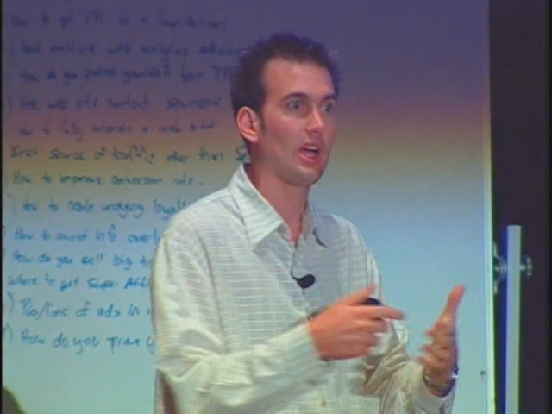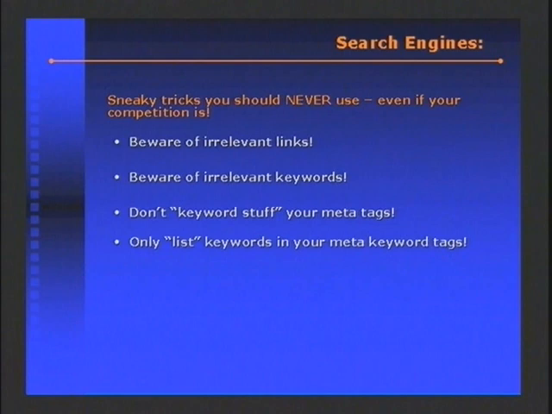No, don't do that. That is actually keyword stuffing. But you can put listing, dog training, dog help, dog obedience, dog whatever, in your actual meta tags. Just don't have repetitive stuff in it. So only list your keywords in your meta tags. Don't repeat them. That's what's called keyword stuffing.